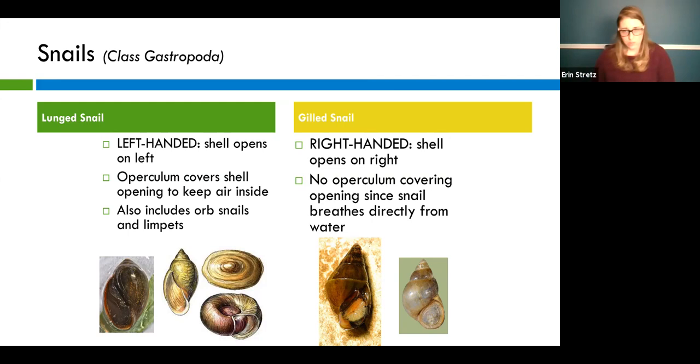Lunged snails also include basically any other kind of snail. So if you have limpets that just have the top shell, if you have rounded orb snails that really don't have a pointy top, so you can't determine which side it opens on, all of those are going to be lunged. So really the only difference you need to look for is that pointy bit at the top: see if it opens on the right-hand side. If it does, it's a gilled snail. Every other type of snail is a lunged snail.